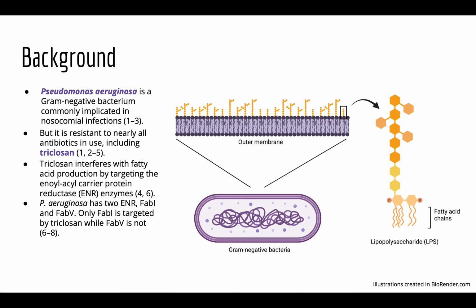P. aeruginosa has two ENRs, Fab-I and Fab-V. However, only Fab-I is targeted by Triclosan, while Fab-V is not. Possession of this Fab-V ENR is what gives P. aeruginosa its extraordinary resistance to Triclosan.